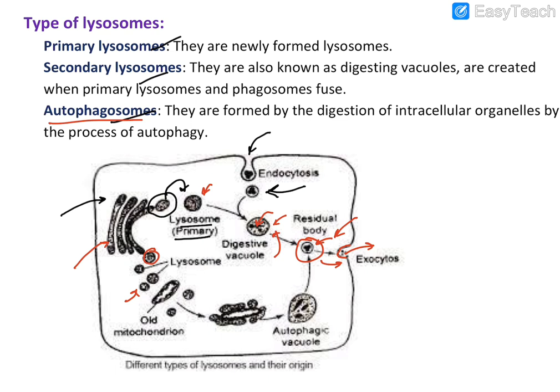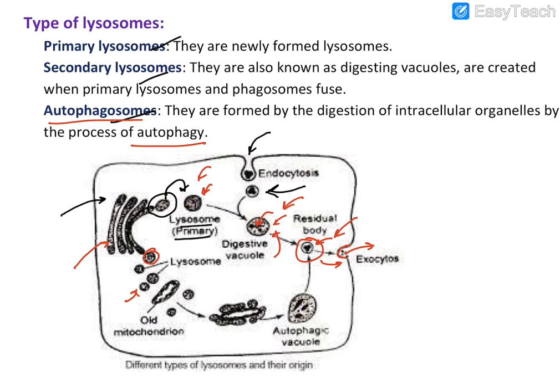So they digest or remove the older cell organelles. That process we call autophagy. So these are the different types of lysosome. The newly formed lysosome is the primary lysosome. The lysosome that has joined with a phagosome, we call it the secondary lysosome.